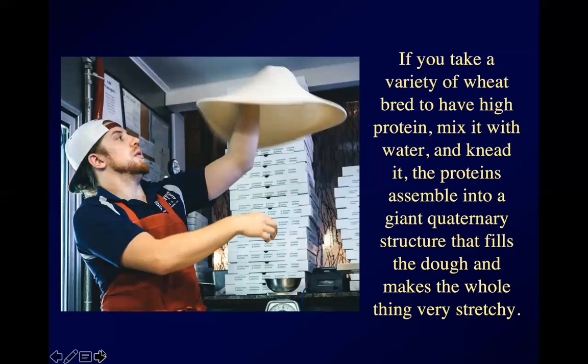Any of you ever seen people doing this? You can take pizza dough and spin it around in the air to make a perfectly round and flat crust. And that's possible because pizza is made with high protein wheat in a dough that is kneaded and encouraged to have all of those proteins assemble into that giant quaternary structure that makes the whole thing hold together. Your pizza crust holds together because it's got many millions of protein molecules that are all interlocked into a network that fills all of the dough. And so the whole thing is going to be very stretchy.